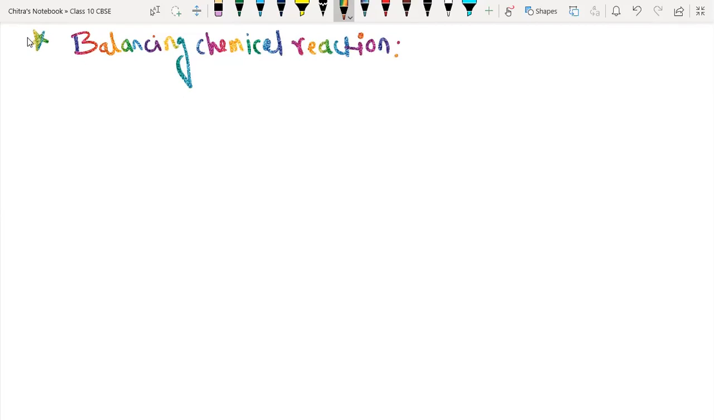Okay, sir. Please continue. Okay, so the first example we are using is SO2, sulfur dioxide. When it reacts with hydrogen sulfide, H2S, it gives sulfur and water. So this is the chemical reaction that we have to balance. It is not balanced now.